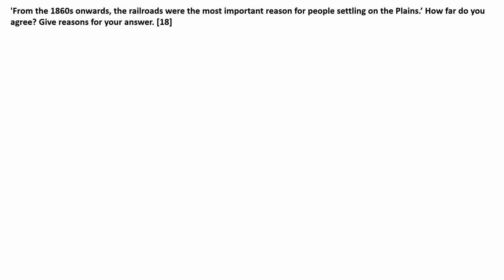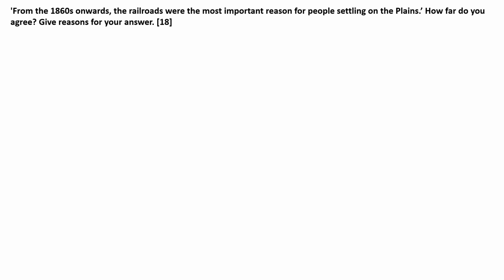So let's have a look at an example of a paragraph that would qualify for good marks for explanation. I've chosen to write a paragraph that is answering the question: from the 1860s onwards, the railroads were the most important reason for people settling on the plains. How far do you agree? Give reasons for your answer.